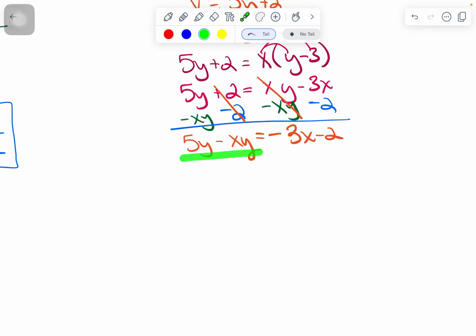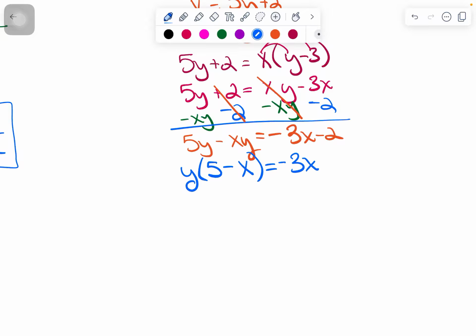Both these terms on the left have a y in common, so I'm going to go ahead and factor out that common y term. So I'm going to take out a y from 5y, that leaves just 5. I'm going to take out a single y from xy, that leaves x. And then this equals negative 3x minus 2.